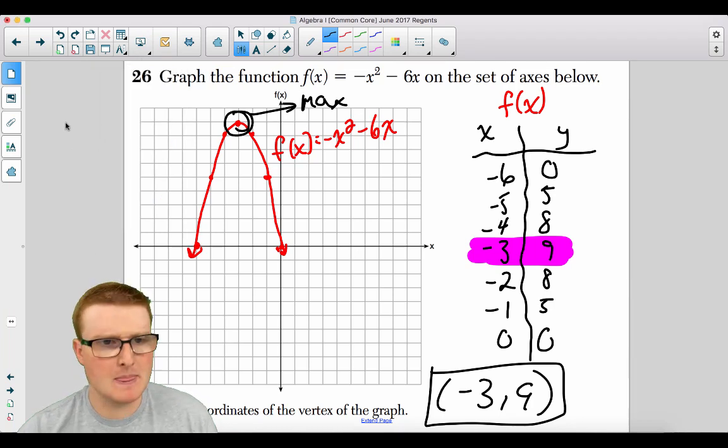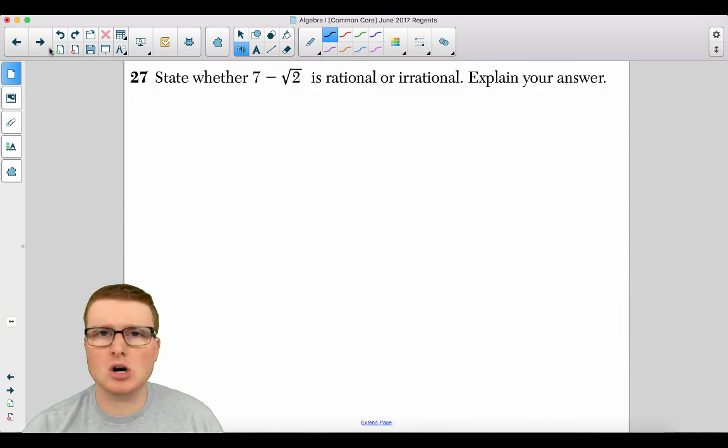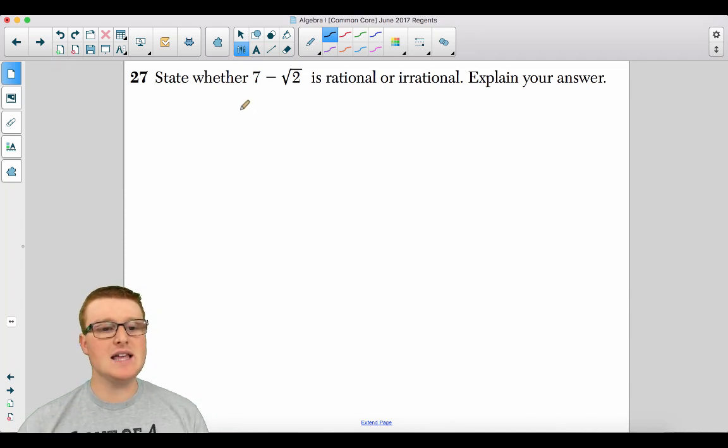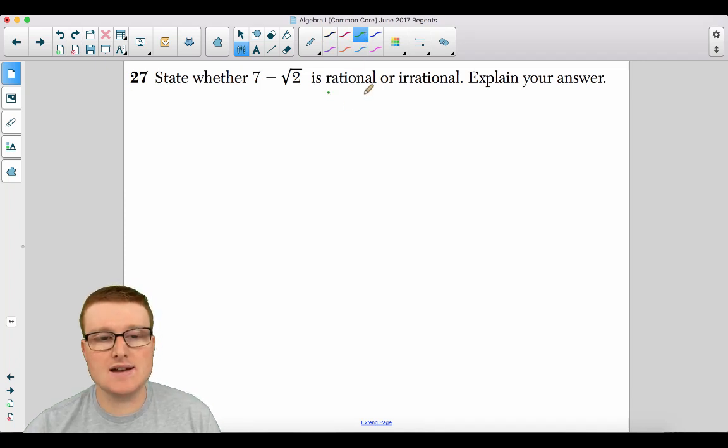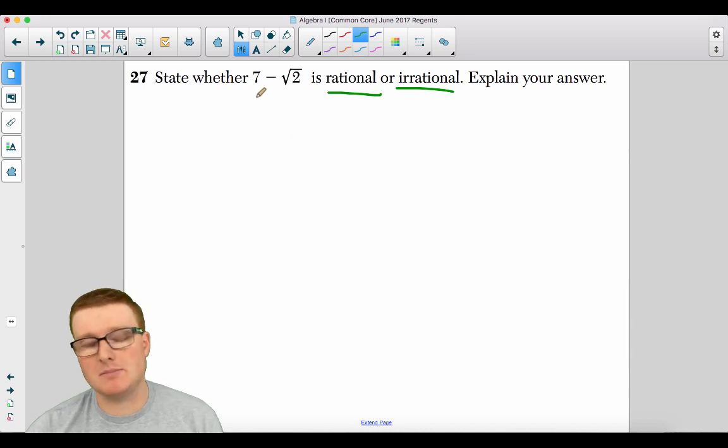Not a bad question. Moving on to number 27. Remember that these are part 2s. These are supposed to be quick. Not too bad. All right, number 27. State whether 7 minus radical 2 is rational or irrational. Explain your answer. So first and foremost, you need to know a couple things.